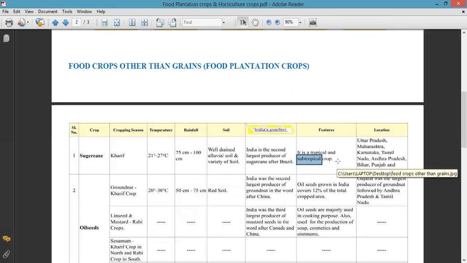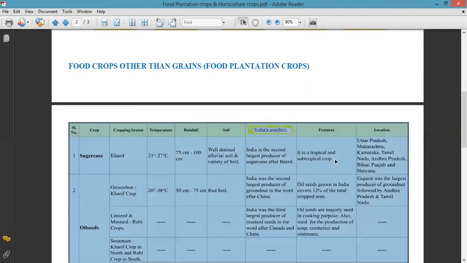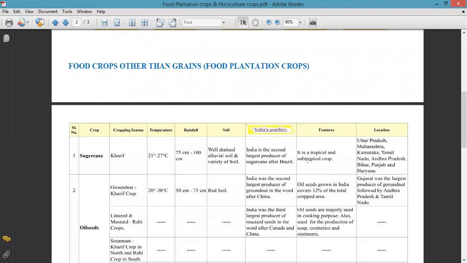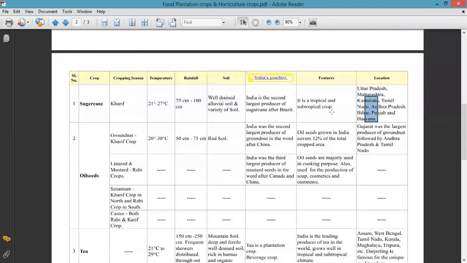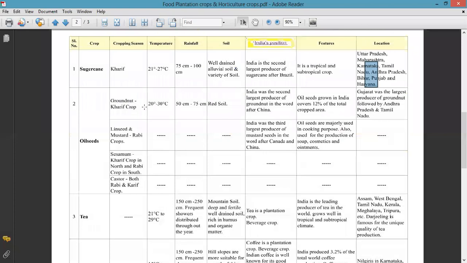So that area will receive a moderate amount of sunlight. In India, Uttar Pradesh and above Madhya Pradesh, all the states come under these subtropical regions. That's why in Uttar Pradesh, more sugarcane is produced compared with other states. See, in India, what are the major states producing sugarcane? Uttar Pradesh, Maharashtra, Karnataka, Tamil Nadu, Andhra Pradesh, Bihar, Punjab, Haryana. Okay. India's position second. It's a subtropical crop. That's all about sugarcane.